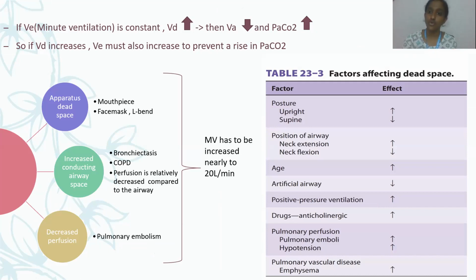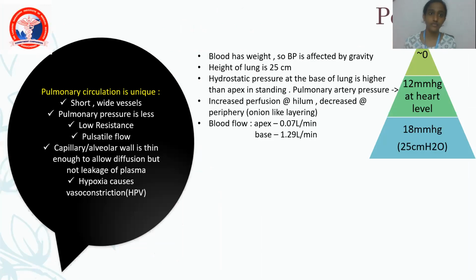And we should also know what the factors are that keep affecting this dead space. Like in general anesthesia, this deals with positive pressure ventilation, and with the age of the patient. In an upright posture, the dead space will be more rather than when you are lying flat. And similarly, neck extension will increase the dead space rather than neck flexion. Okay. So we have finished with ventilation. Now we are coming to the perfusion.